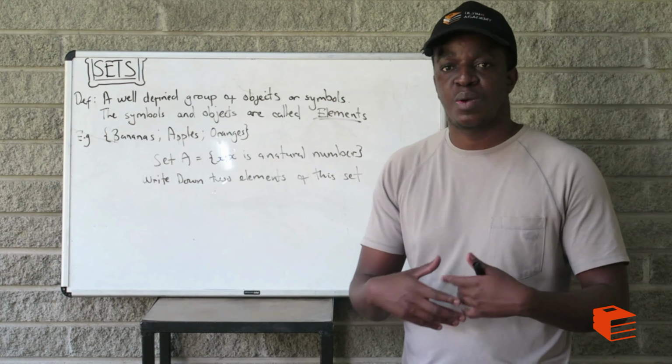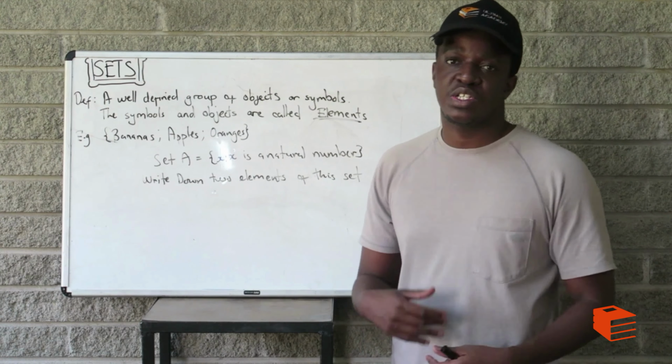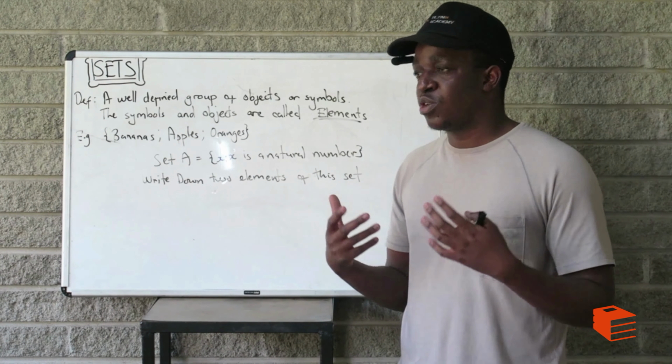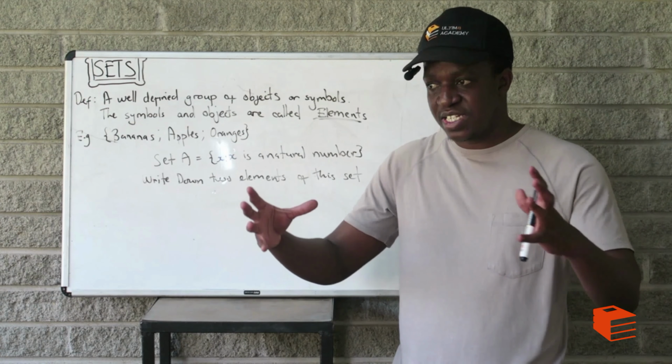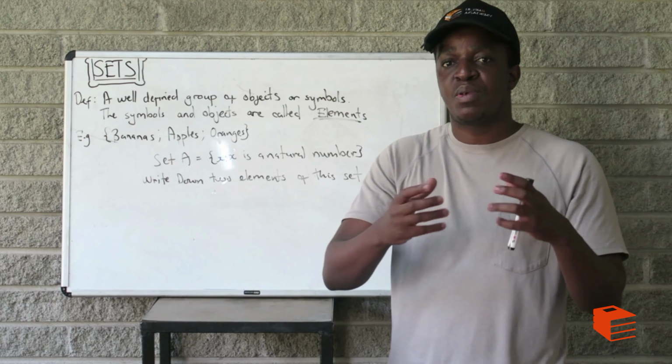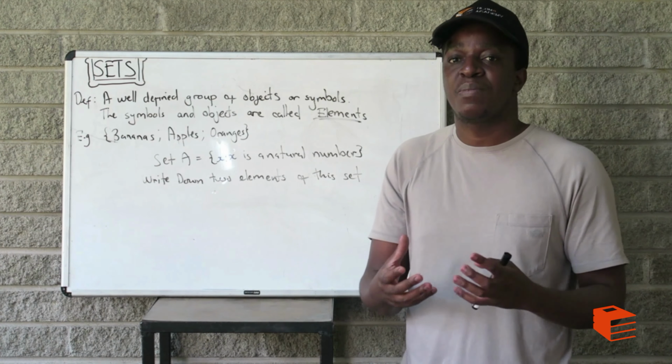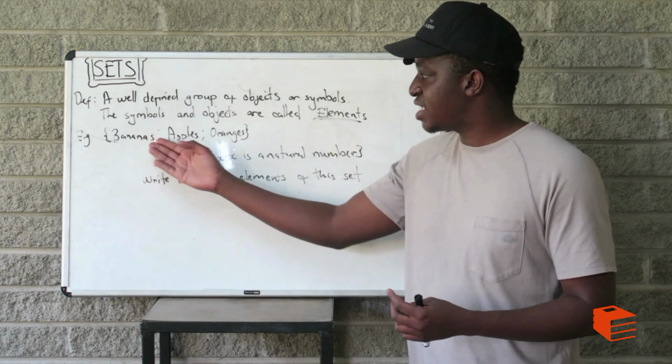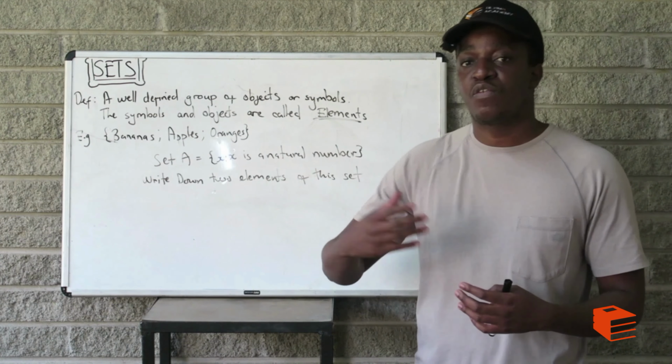Even if we're going to talk about shoes, t-shirts, caps, pants, then that's a set of clothing. So anything that belongs to that group of clothing becomes the element. So these are the elements of a set of fruits.